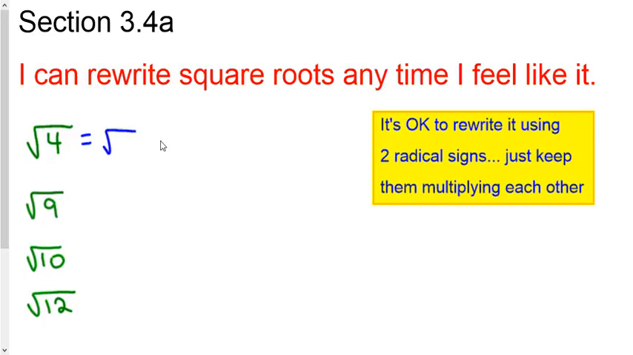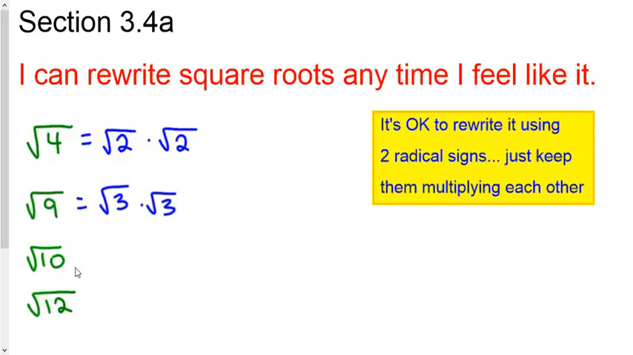Let's just use two of them and then ask ourselves, what two numbers can I multiply together, any two numbers, to equal this? Well, 2 times 2. So the square root of 4 is equal to the square root of 2 times the square root of 2. So 2 times 2 is 4, and so it has the radical signs there. So that's a true statement. Same thing here. You know what? 3 times 3, right? And we know that the square root of 9 is 3.